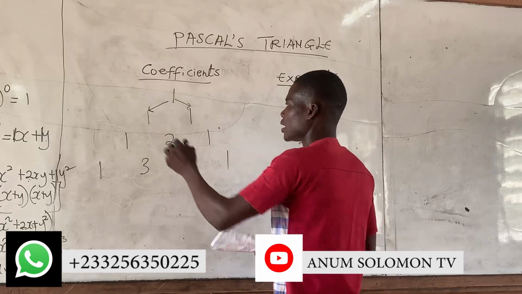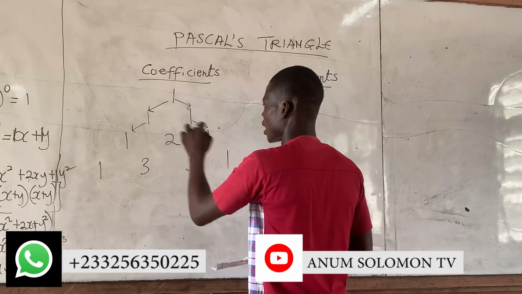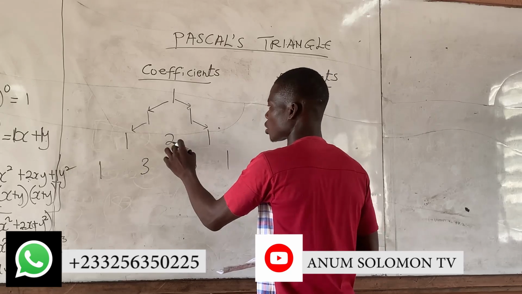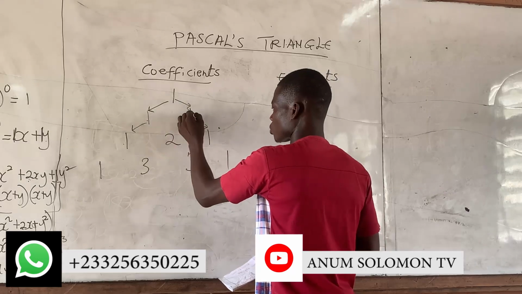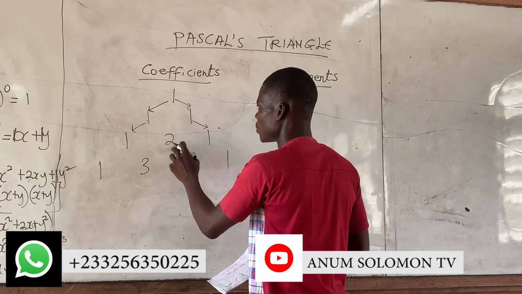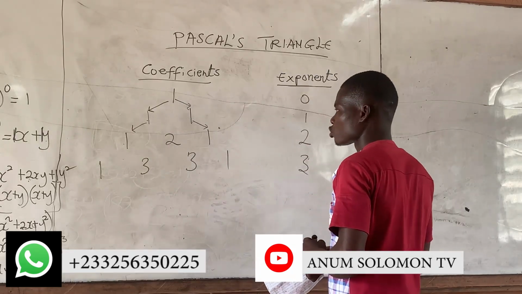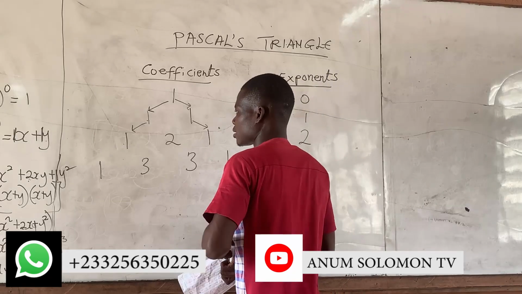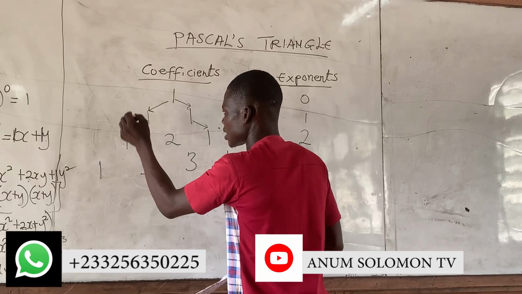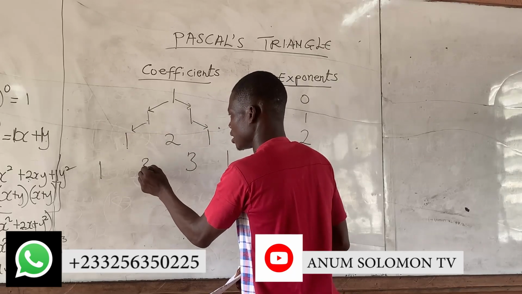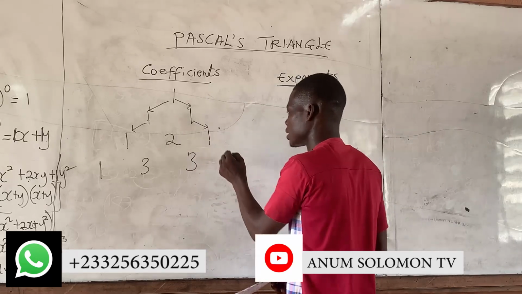After that, let's extend this 1 to this side, and this 1 to this side. We have 1 and this one. 1 plus 1 is 2, so write the 2 in between. Now, when we move on to power 3, extend the 1 to this side, add the 1 and the 2, you get 3. After that, add this 2 and this 1, you get 3. After that, extend this 1 to this side.